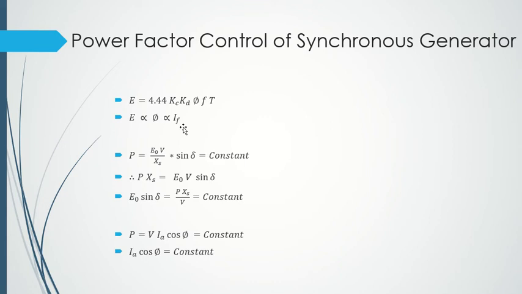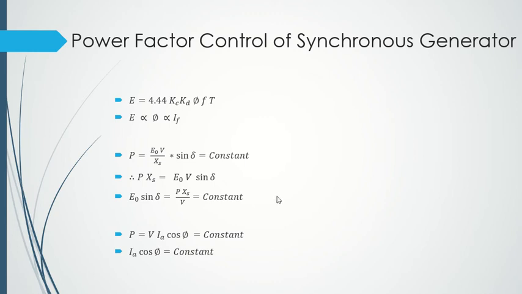Okay, so as the load is constant, the power will also remain constant, right? Now, as power remains constant, can't we manipulate this equation a little? We will take this XS over here. So P into XS is equal to E0 V into sine delta, right? Now I want to make E0 sine delta the subject. So this V will go into the denominator. So E0 sine delta will be P into XS divided by V, and it will still be constant.